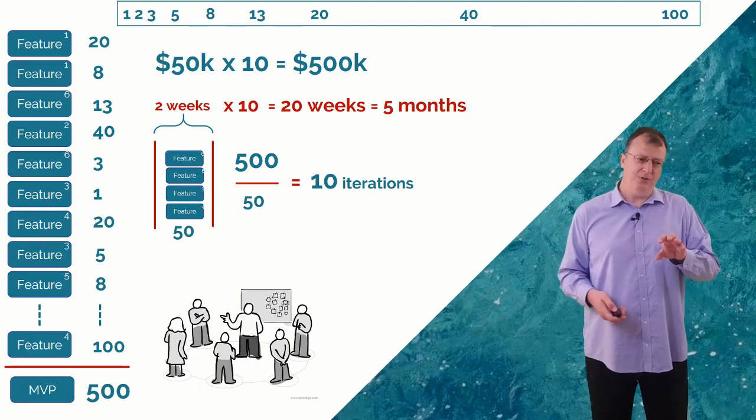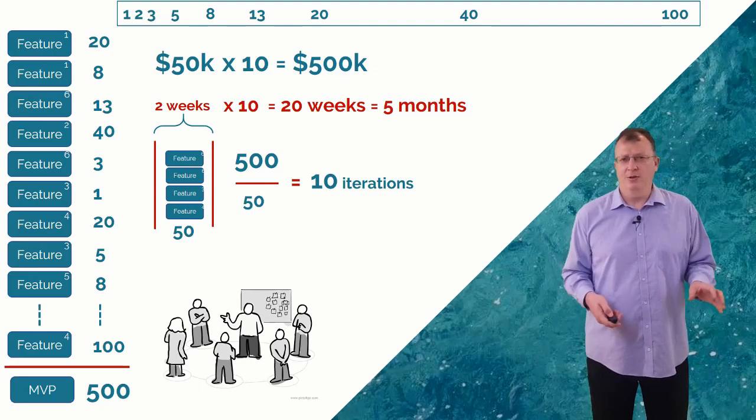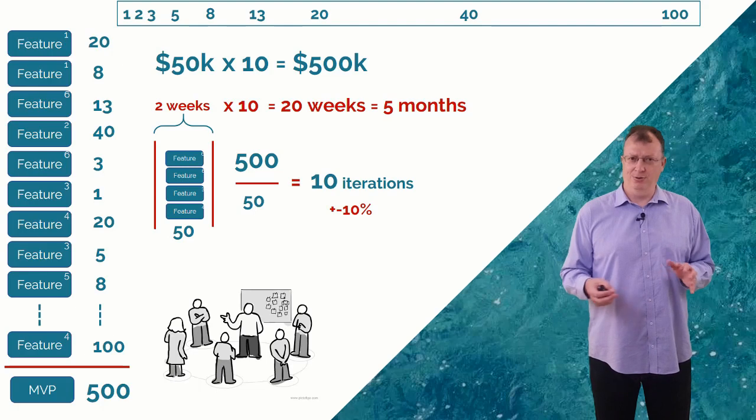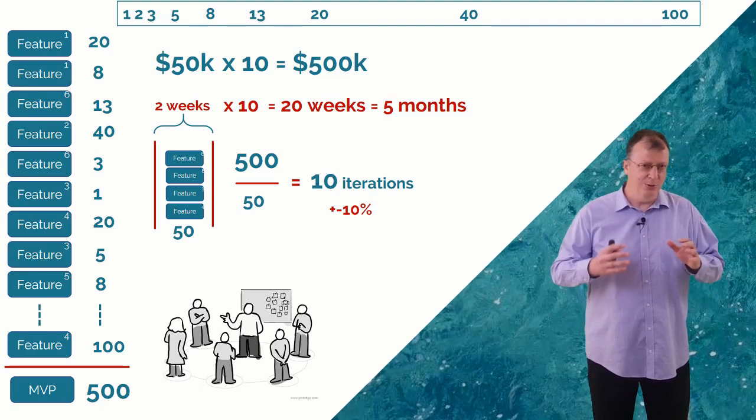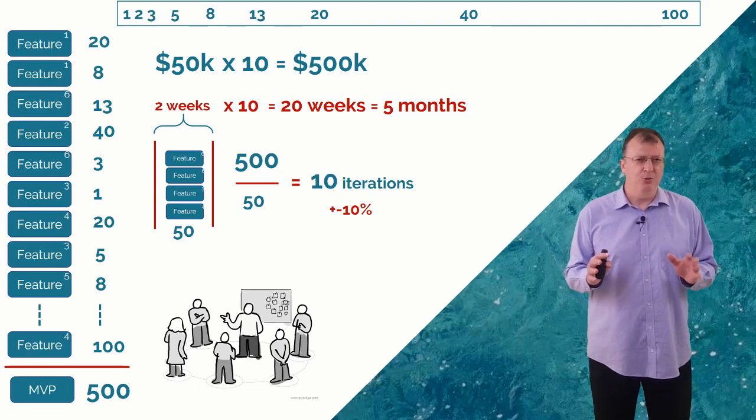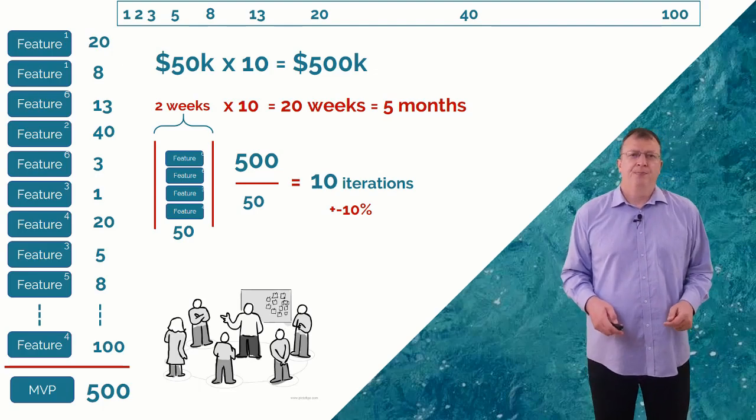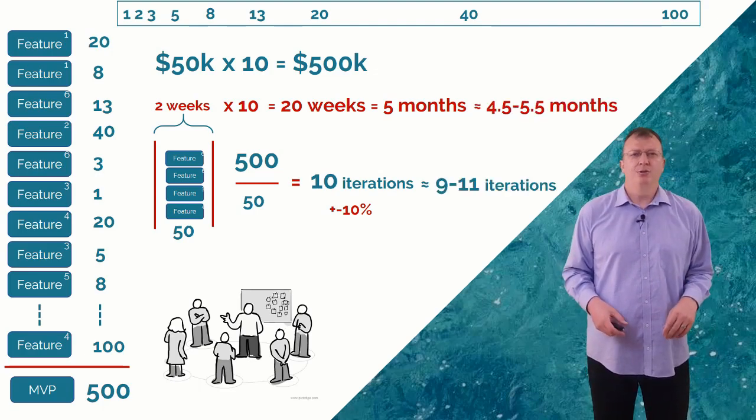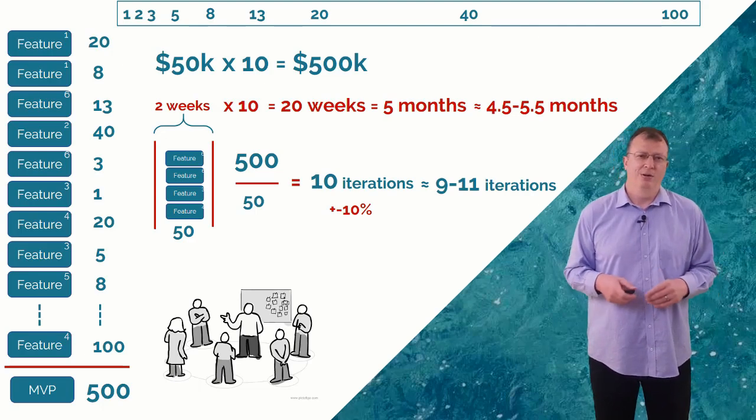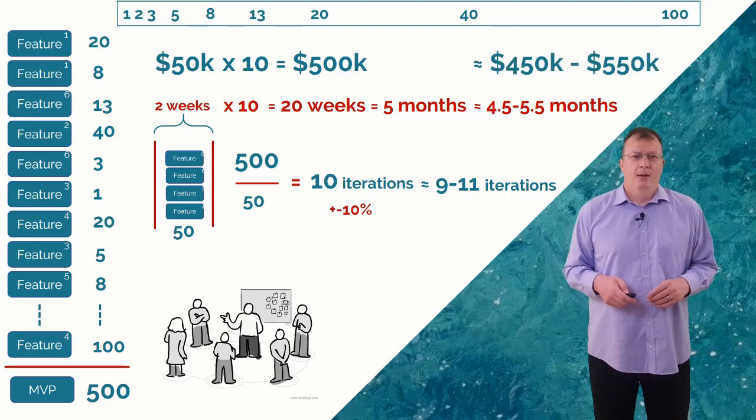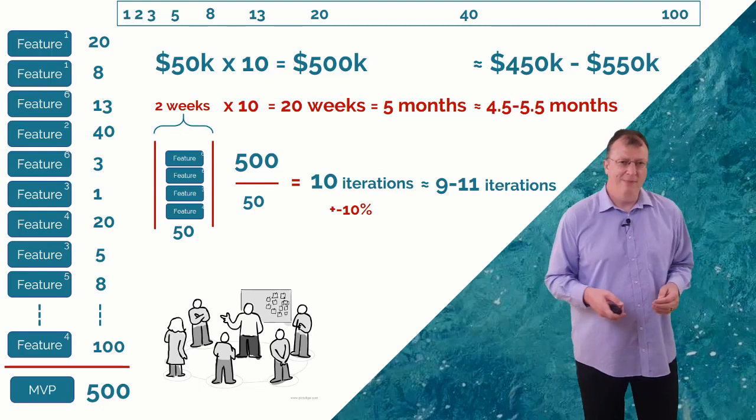And we also said that if you know the technology space reasonably well, and you know the business space reasonably well, give yourself a plus minus 10% on uncertainty. If you don't really know it well, if you're new to the space and new to the technology, plus minus 20% is probably a safer range to go for. But let's say plus minus 10%. And that means it's going to be about 9 to 11 iterations and between 4.5 and 5.5 months, and of course the cost ranging between $450,000 all the way up to $550,000.